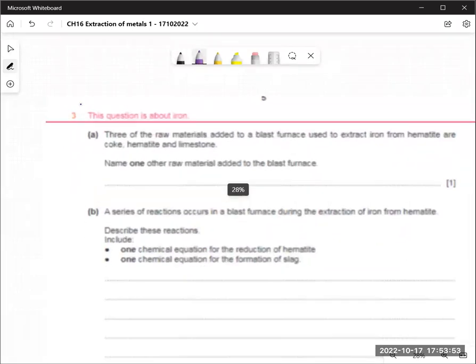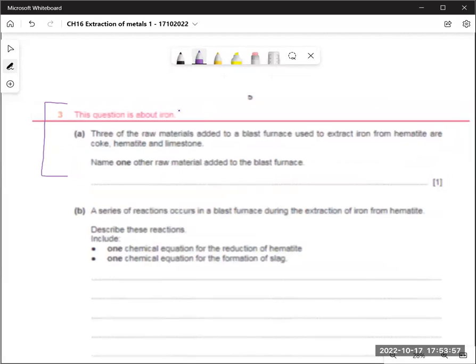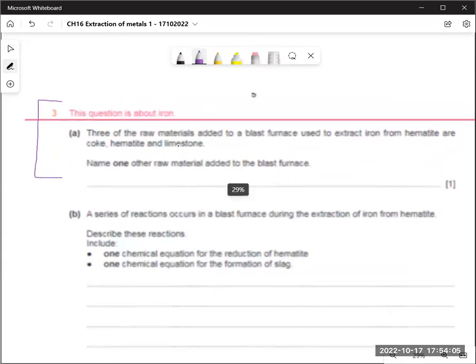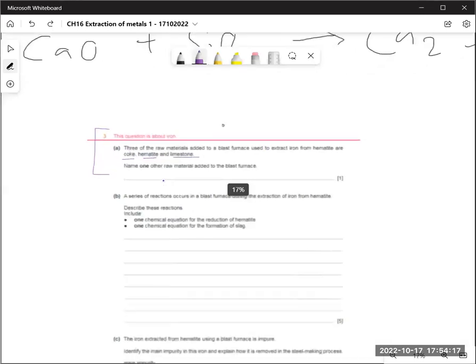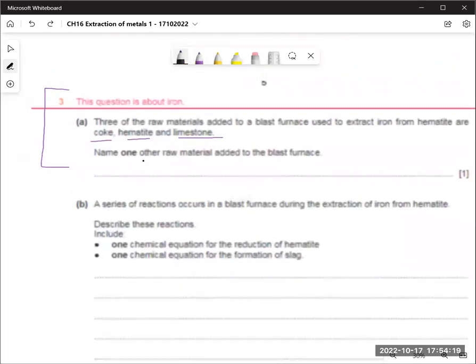Read the question, Diana. Three of the raw materials added to a blast furnace used to extract iron from hematite are coke, hematite, and limestone. Name one other raw material added to the blast furnace. What is the other raw material? Hot air. Yes, good job. Correct answer.